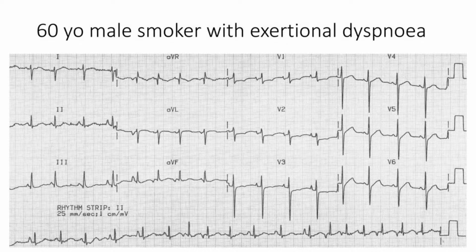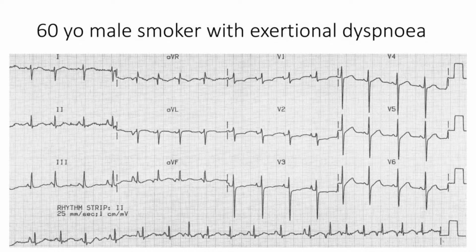Dr. Widago, maybe you can take this one. So this is a 60-year-old male smoker with exertional dyspnea. If we go systematic, the rhythm straight away doesn't look regular. It's an irregular rhythm.